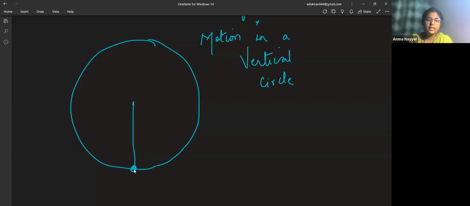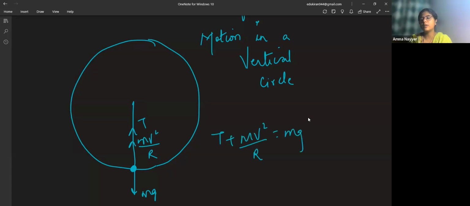If a thread and a bob both are there, and when it is moving, tension acts here and mg acts outwards. Now, T is acting upwards, mg is acting here. So centripetal force mv square by r, you will consider it this side. Now you can solve your question. T plus mv square by r is equal to mg, depending upon your question, the mass and velocity.